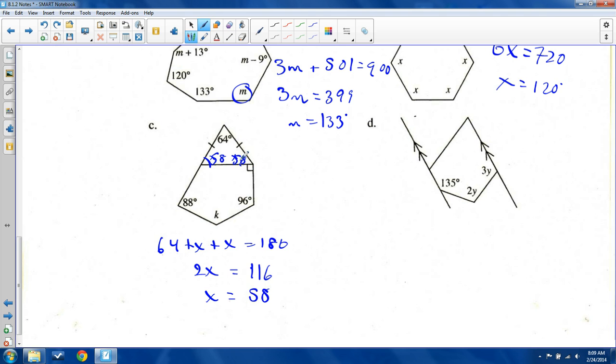This is 90. Okay, but 58 plus 90 is 148. So here's 148, here's 58, plus something else equals 180. That doesn't technically matter, because that's not an angle. Okay, now we have our angle measures. 64 plus 148 plus 96 plus k plus 88 equals a 5-sided shape. 1, 2, 3, 4, 5. So you see that? 5-sided shape.